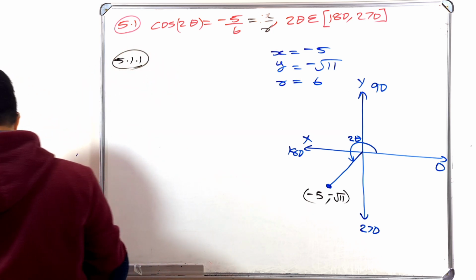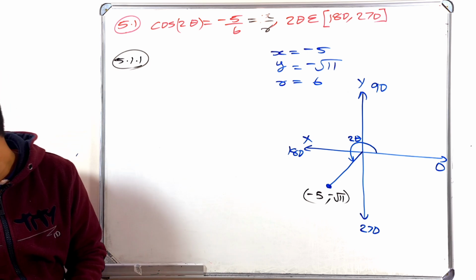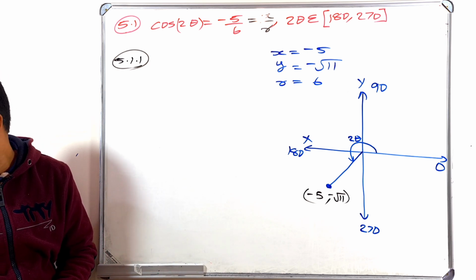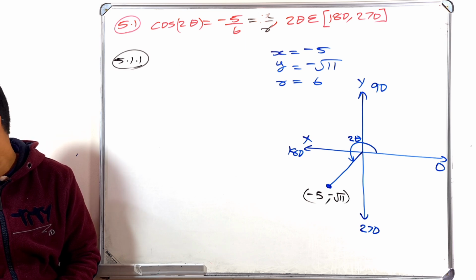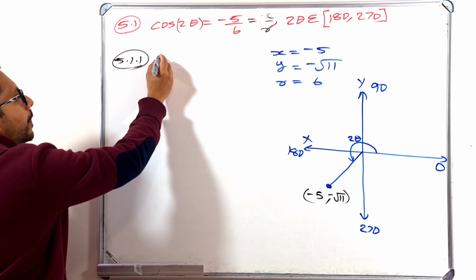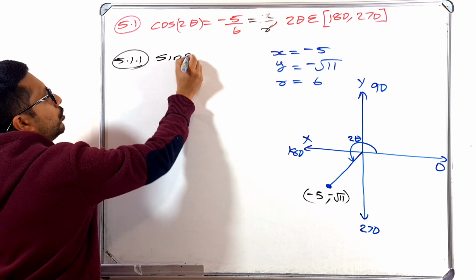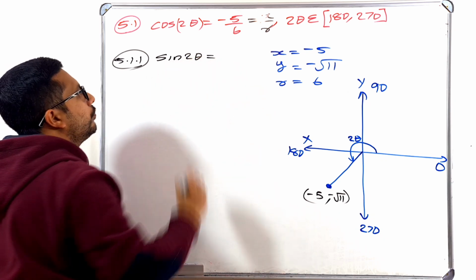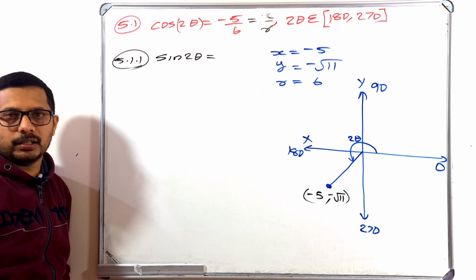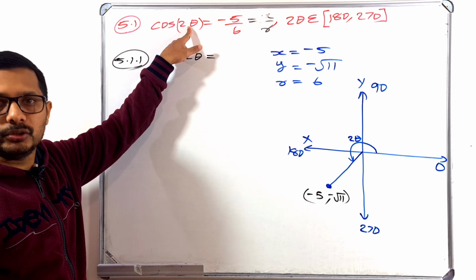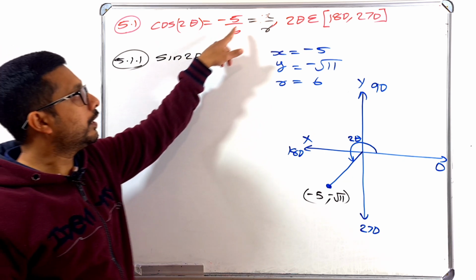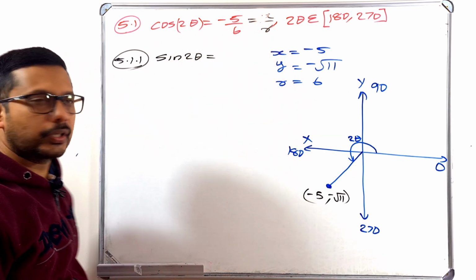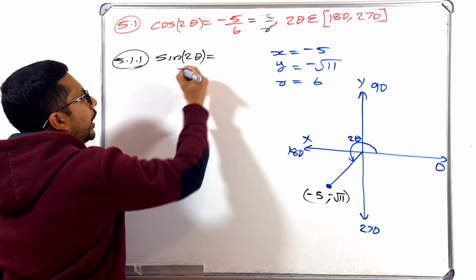5.1.1. What is that question? You have to find, in the simplest form, the value of sine 2 theta. This is what you want to find. Sine of 2 theta. So here what is the angle? 2 theta. So we can take the same x and r. Here also the angle is 2 theta.